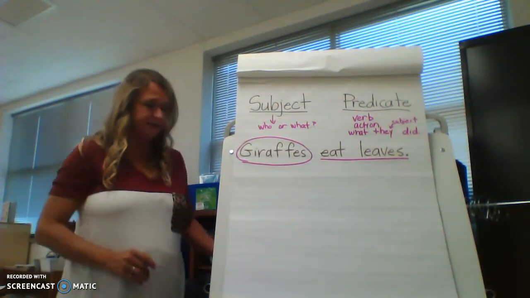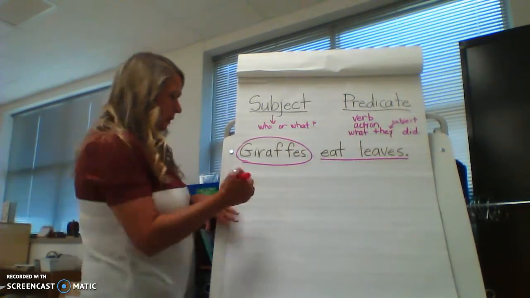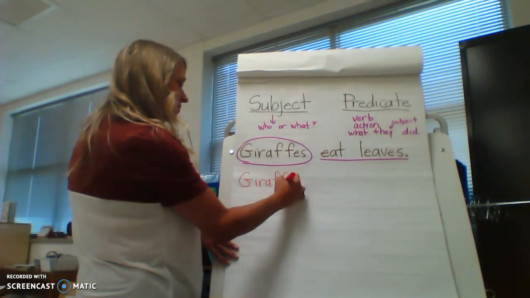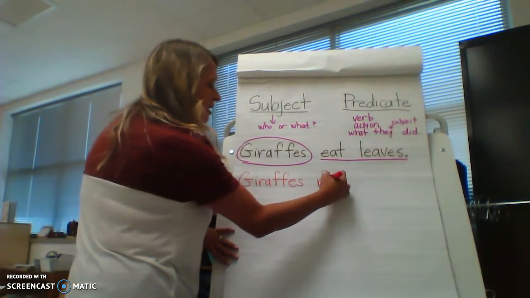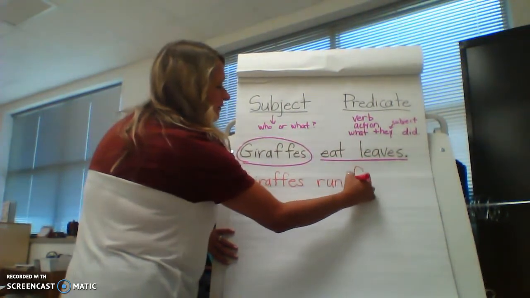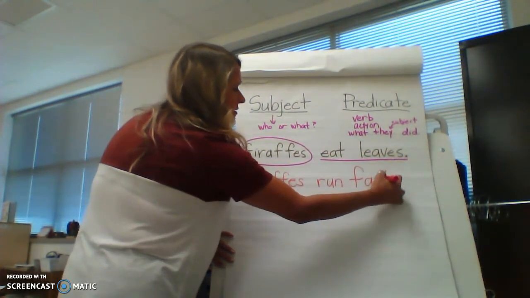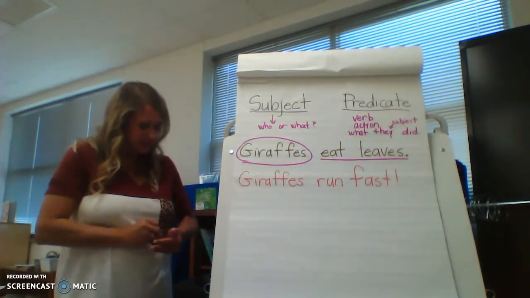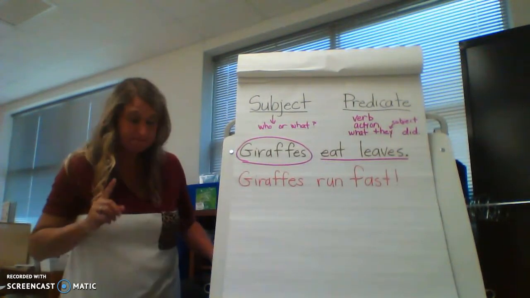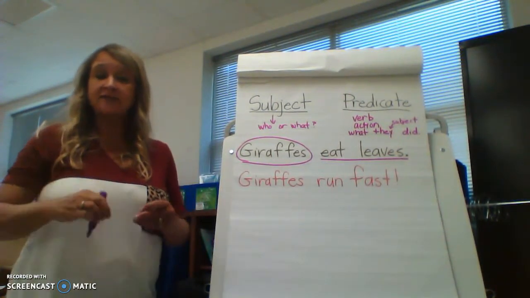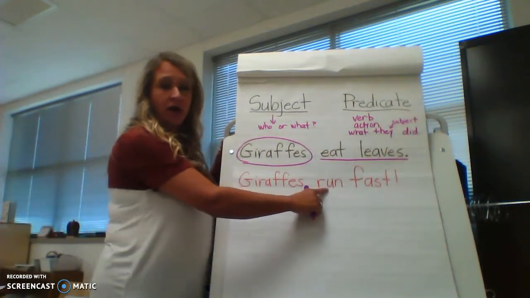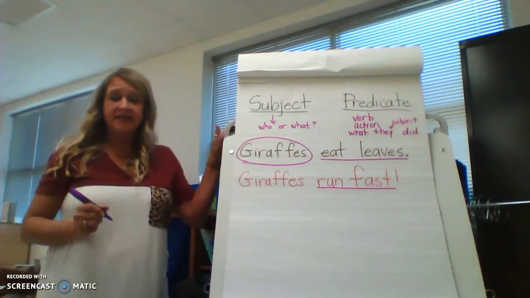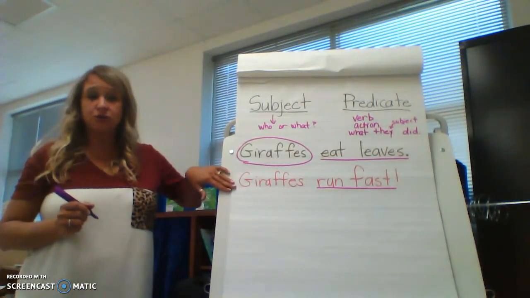Another sentence about giraffes would be giraffes run fast. Okay, giraffes run fast. So this time let's look for the predicate first. What do giraffes do? They run fast. That is the predicate. I'm going to underline the predicate that tells what the giraffes do.